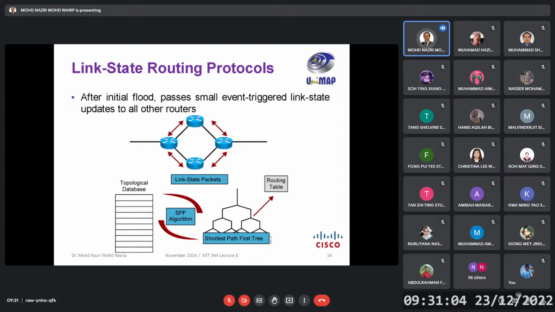Okay, link state routing protocol. It is another protocol for routing, for IP routing. Okay, after the initial flood, pass small event-triggered link state updates to all other routers. So, for example, this one will flood the routing information. For example, this one goes to here, goes here, and goes here, like a broadcast. Okay, normally here they have a topological database, and the shortest path first algorithm.